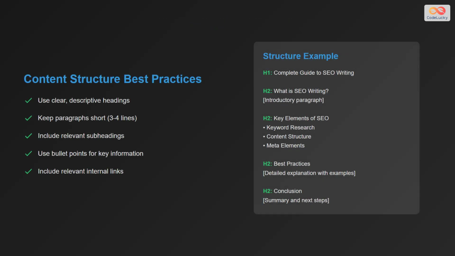Here are some best practices for content structure. First, use clear descriptive headings. Second, keep paragraphs short, 3 to 4 lines. Third, include relevant subheadings. Fourth, use bullet points for key information. And fifth, include relevant internal links. A structure example is shown here.